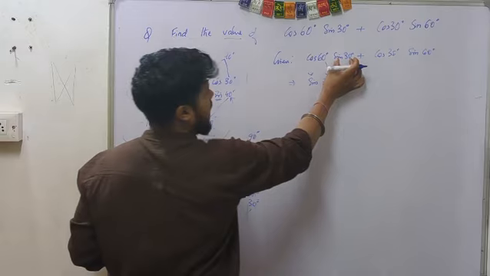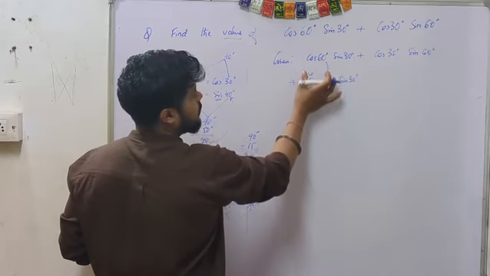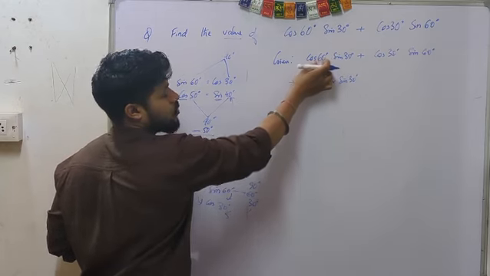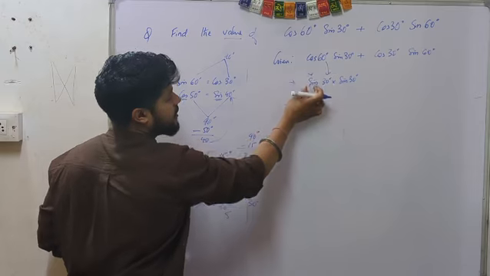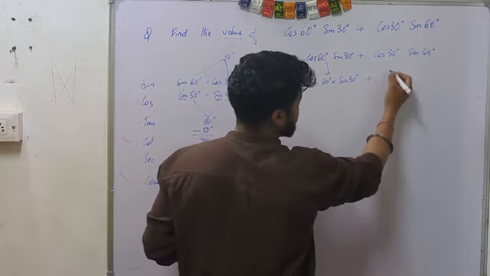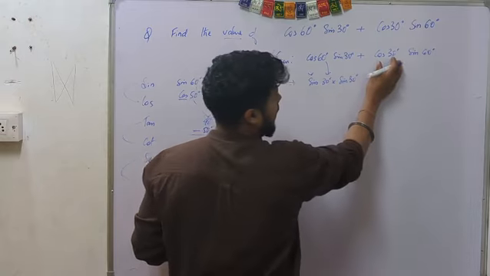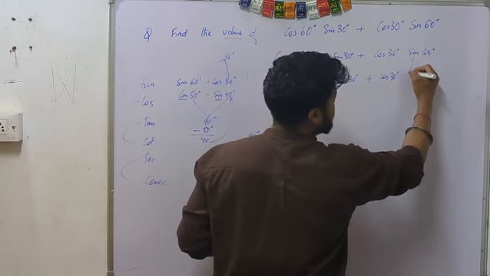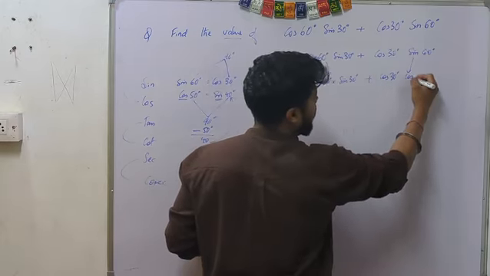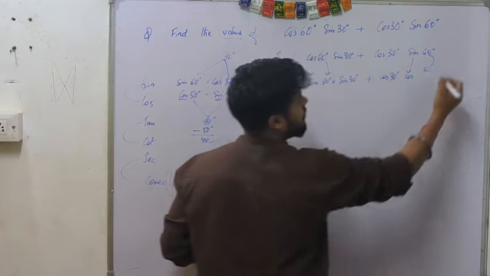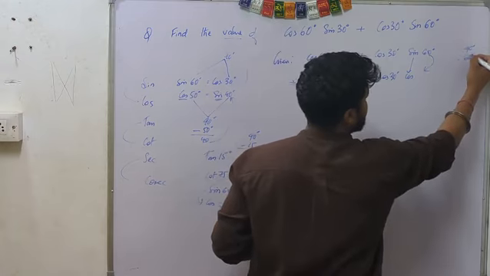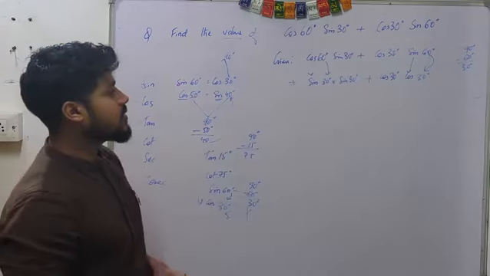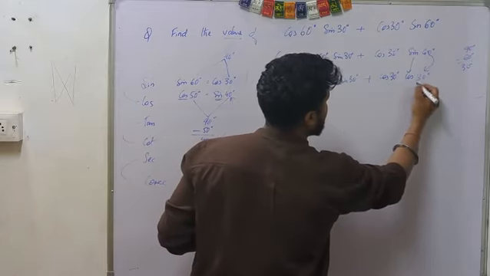Is it okay? This is as it is. I just converted this to the complementary angle: cos 60 degree, in place of it I'm writing sine 30 degree. In the same way here, I keep sine as it is, and now I'll convert sine into cos. I'll write cos, and in place of 60 degree it will be 90 degree minus 60 degree, which gives 30 degree. Now I have 30 degree, 30 degree, 30 degree.